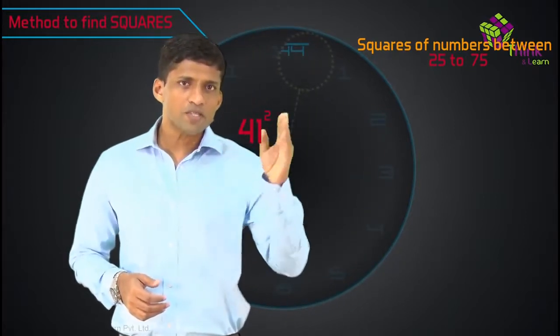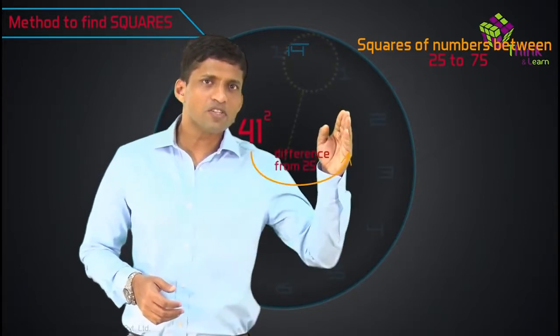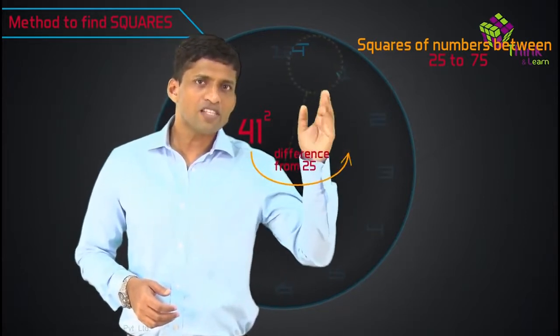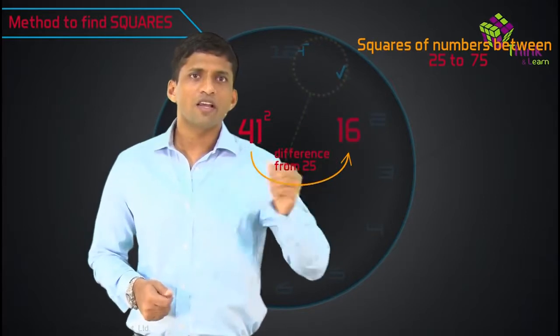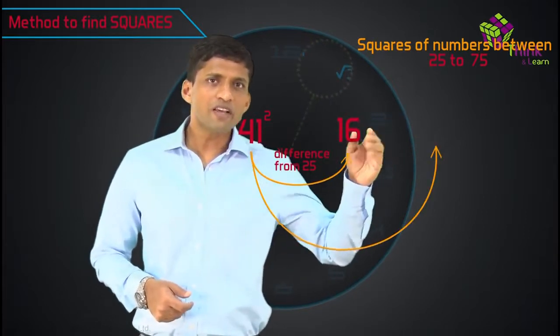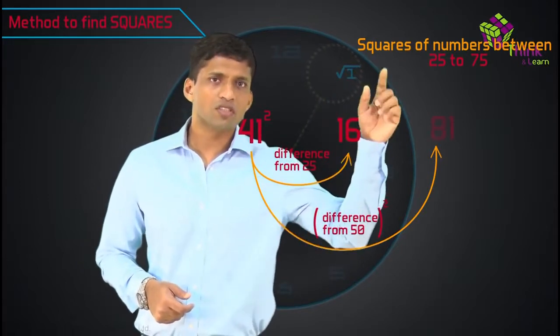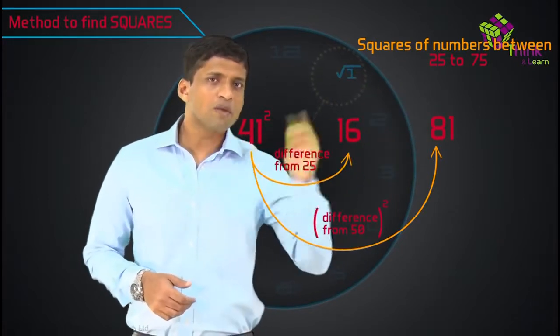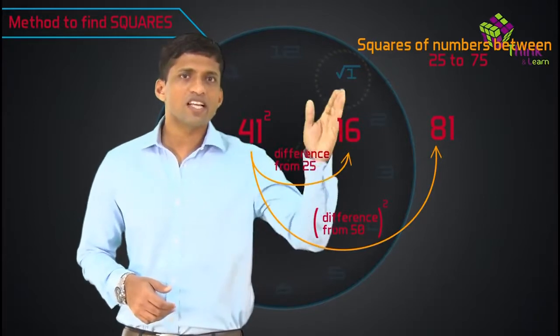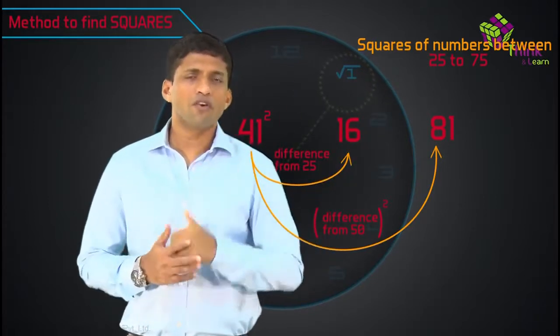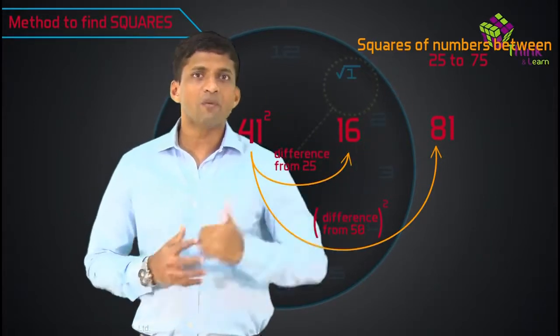Two very simple steps. First step is, take the difference from 25 and write it as the first 2 digits. That's 16. Then take the difference from 50, which is 9, and the square of that you write as the last 2 digits, which is 81. So it's simple, right? You can do it in seconds. 1681 will be 41 square.